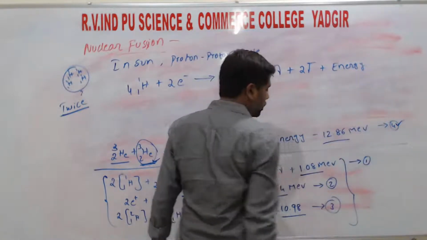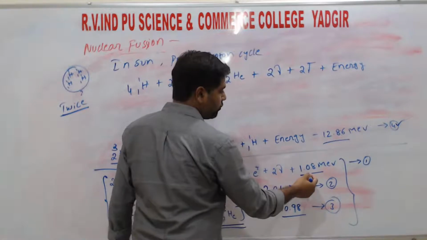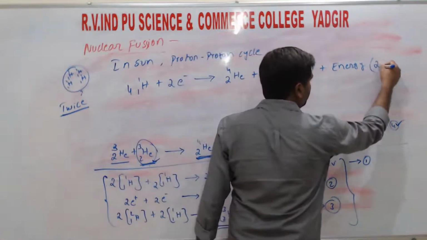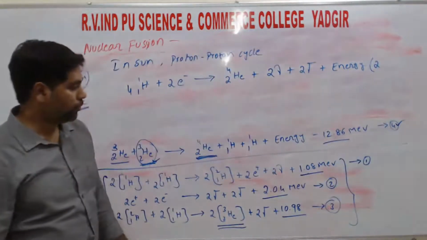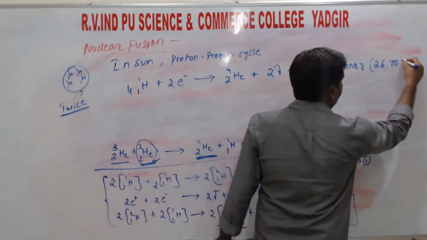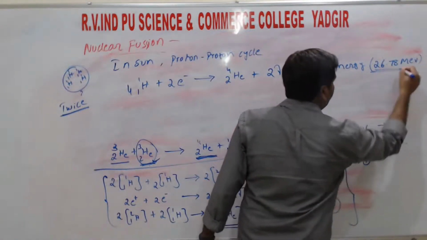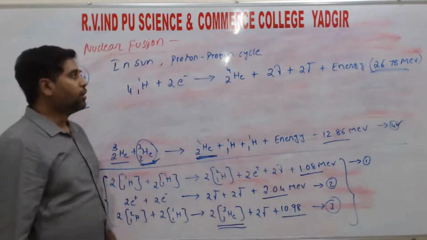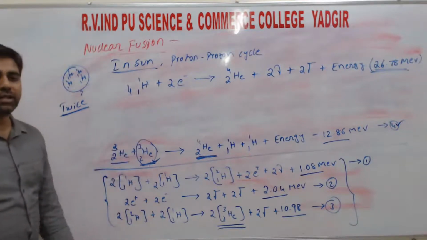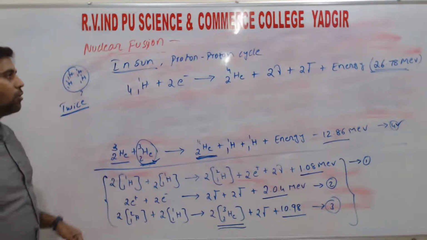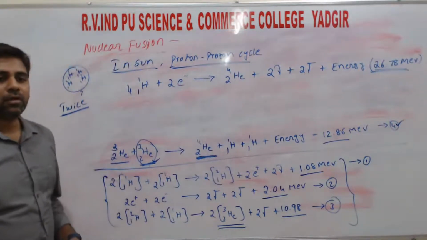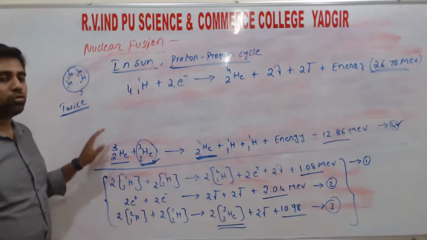So here the total energy is 12.86 plus 1.08 plus 2.04 plus 10.98. So that much energy is around 26.78 mega electron volt. This one is the final energy which is released during the fusion process in the sun. So it has a series of cycles. Here we have 4 cycles, and that cycle we call the proton-proton cycle. Right? So this is about nuclear fusion.